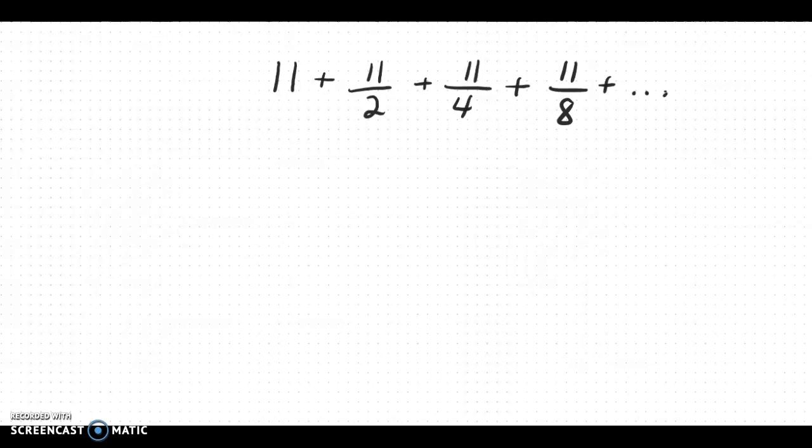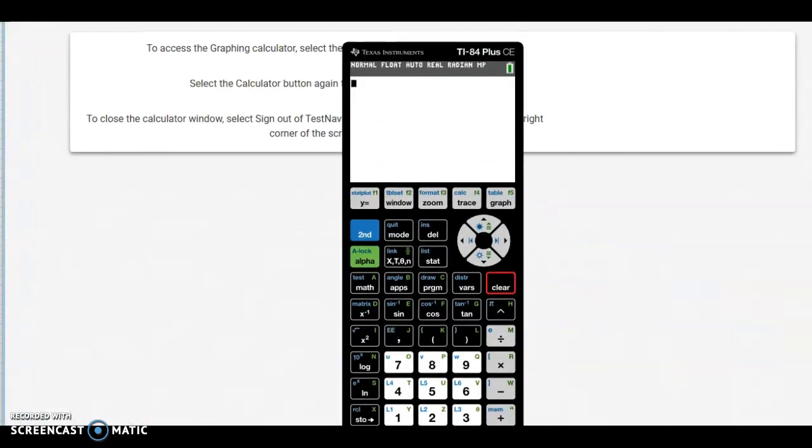So what we want to do is give the value, but before we do that, we have to decide what type of series this is. When I look at the ratio, I want to see if there's a common difference or a common ratio. I can see that there is a common ratio. And how I can do that is use my calculator, and I can take 11 halves divided by the previous term. And I see it has a ratio of 0.5.